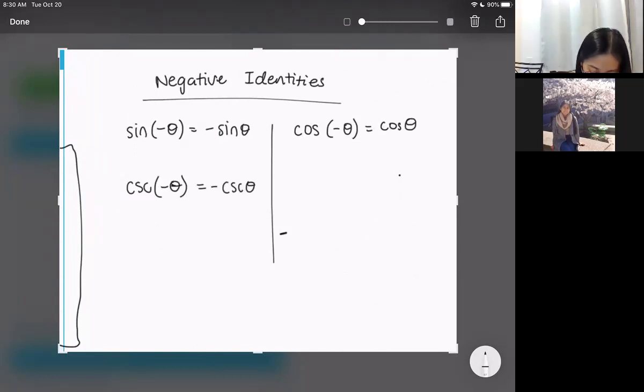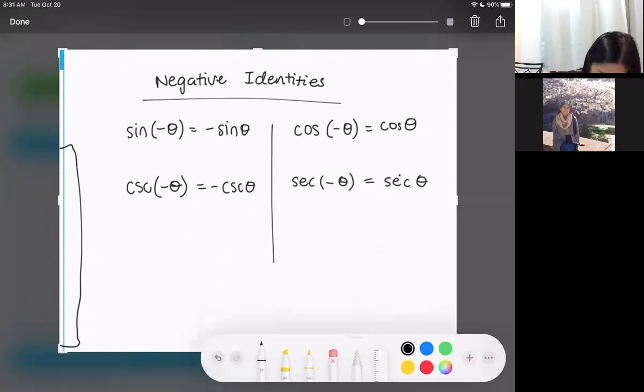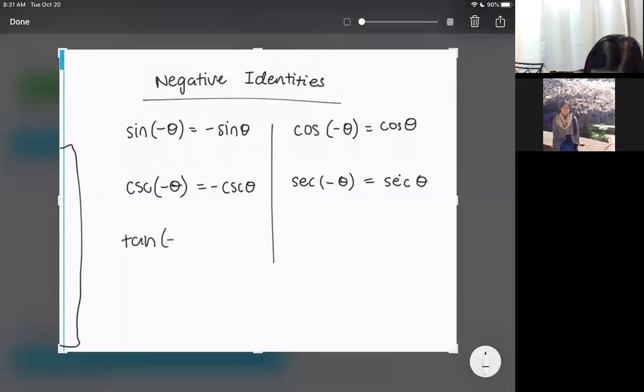You can notice that the sine and the cosecant have the same identity because remember, cosecant and sine are just reciprocals of each other. And same thing with secant and cosine. So secant of negative theta is the same thing as secant theta. And then we have tangent of negative theta is equal to negative tangent theta. And then we have cotangent of negative theta is equal to negative cotangent theta.